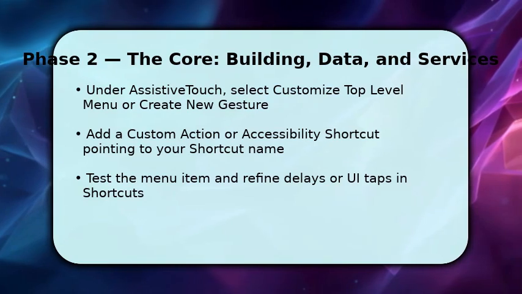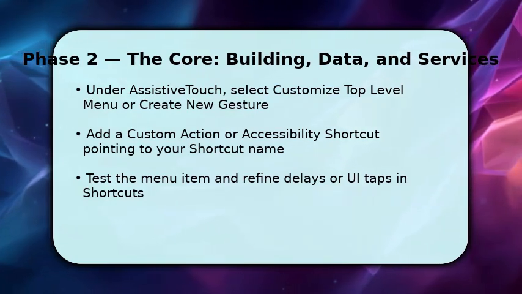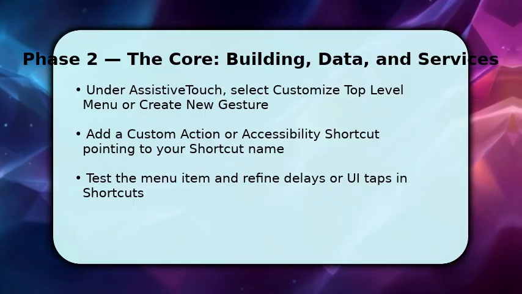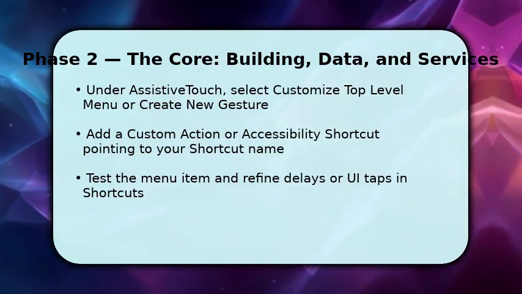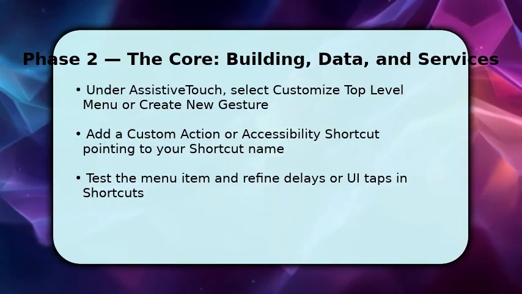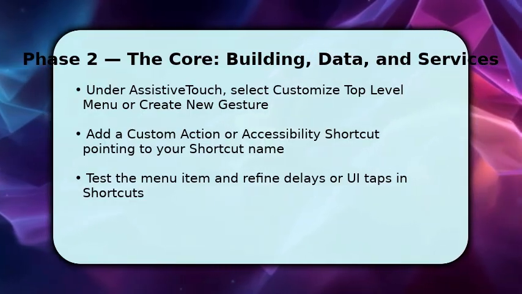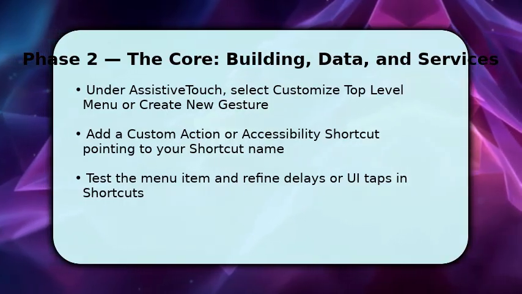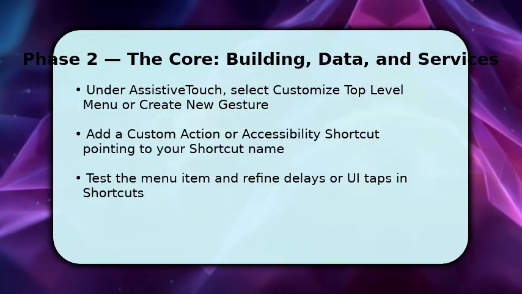Once your shortcut is ready, go back to Assistive Touch and add it as a custom action. Choose Customize Top-Level Menu or assign a custom action for single tap, double tap, or long press. Then pick Accessibility Shortcuts and select the exact shortcut by name. This is the only way Assistive Touch will trigger your macro reliably.